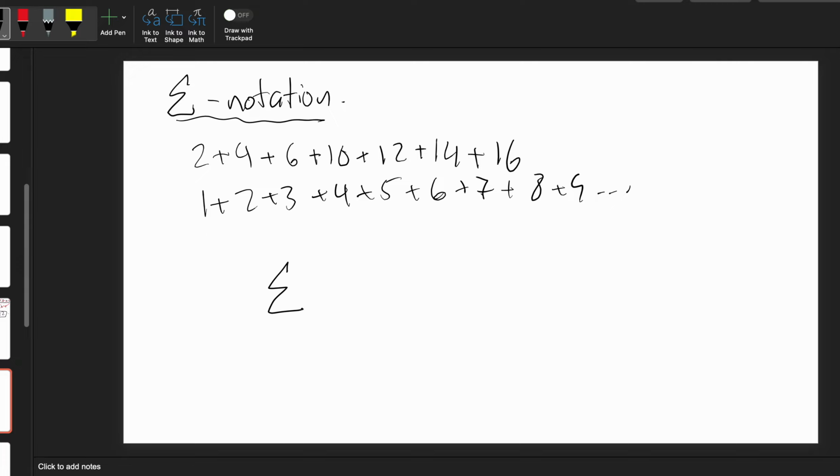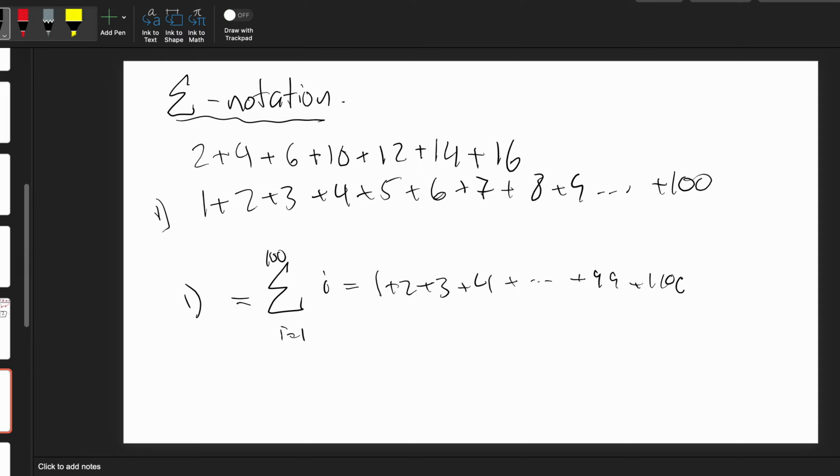So sigma notation says that, let me call this number 1. Capital sigma is a Greek letter, i equals 1 to 100, so let me just write this goes up to 100, of i. And this is not i the square root of 1, this just means index, okay? So you're indexing, and this is 1 plus 2 plus 3 plus 4 plus ... plus 99 plus 100. That's what that means.